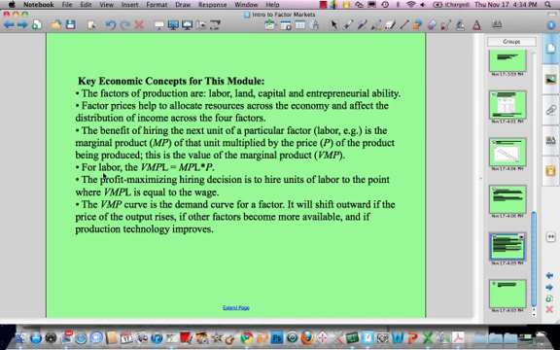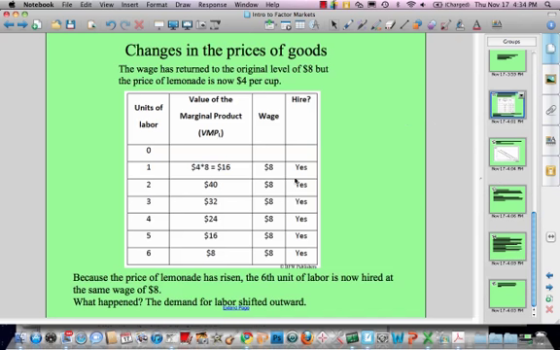For labor, the value of marginal product equals the marginal product of labor times the price. And remember, the profit maximizing hiring decision is to hire units of labor to the point where value of marginal product of labor is equal to the wage. You can see that as we go up and we talk about value of marginal product here, talk about the wage here, and we would hire that 6th unit of labor.